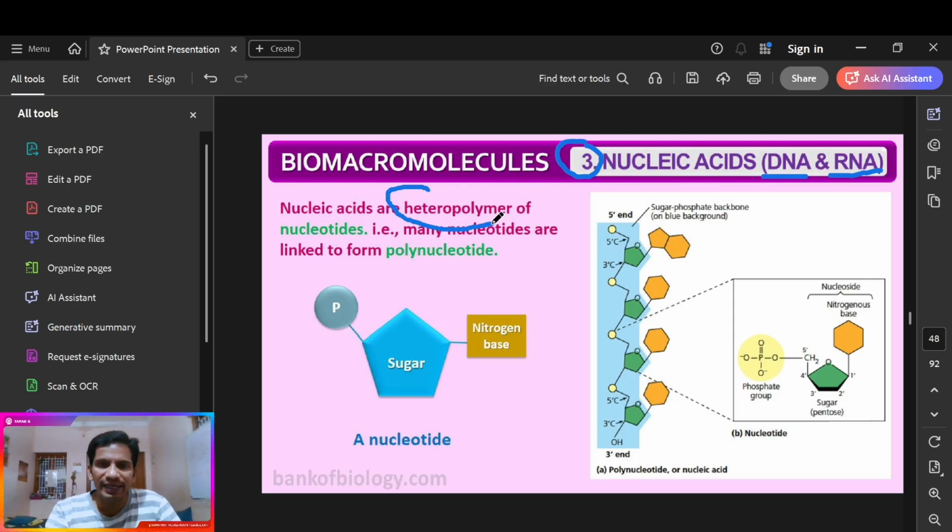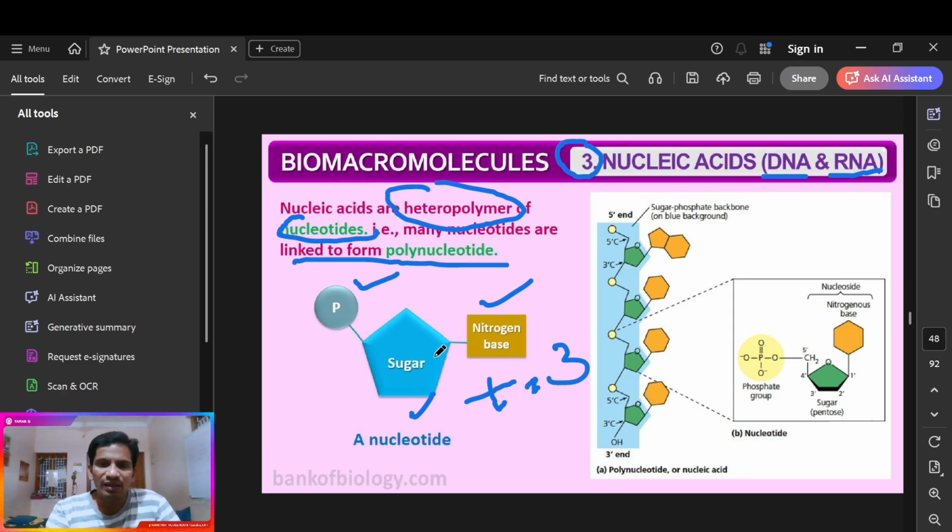Many nucleotides are linked to form a polynucleotide. Polynucleotide means many nucleotides arranged. Here, what is a nucleotide? A nucleotide contains one sugar molecule, a nitrogen base, and a phosphate group. Nucleotide, TIDE, tide. You can remember that it has three components: one is the sugar component, another is the nitrogen base, and the other is the phosphate group.